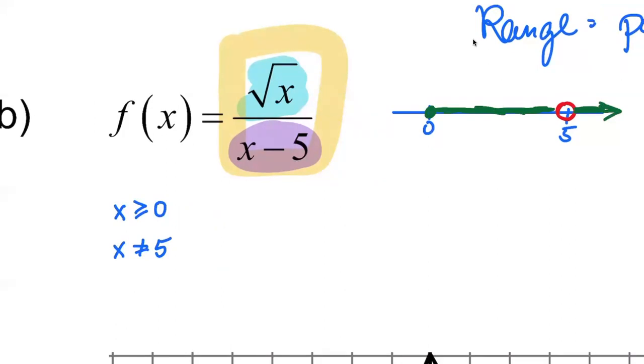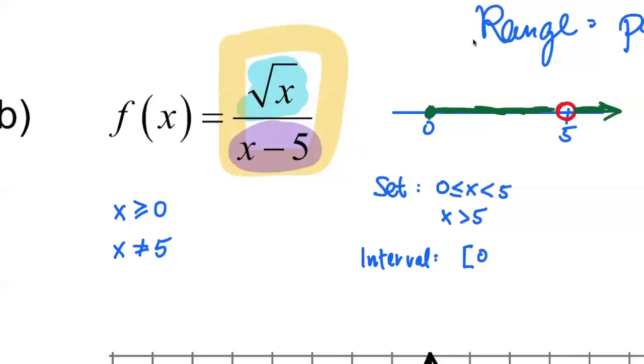So if we want to present this in set notation, we can say x is greater than or equal to 0 but less than 5, and then we can say x is greater than 5. Now, if we use interval notation, the meaning is the same, it's just the expression being different. We use a bracket because this time we include the 0. x could be 0.